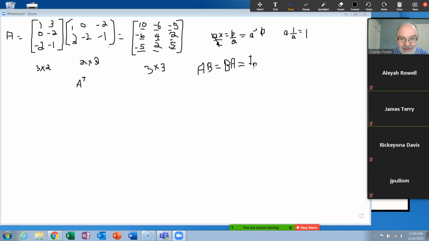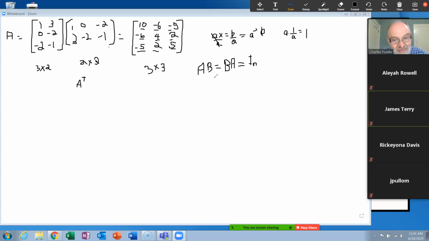Because if you did try to multiply it, first, B would have to be the same size. And if you multiplied an M by N by another M by N, you can't do it unless M equals N. They've got to be square. Okay?